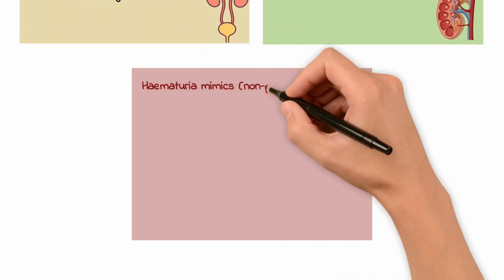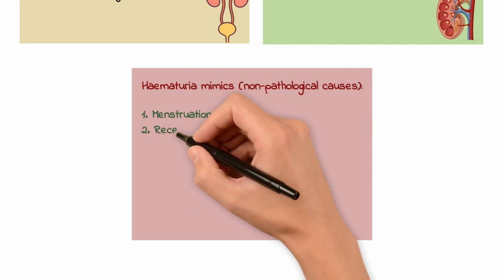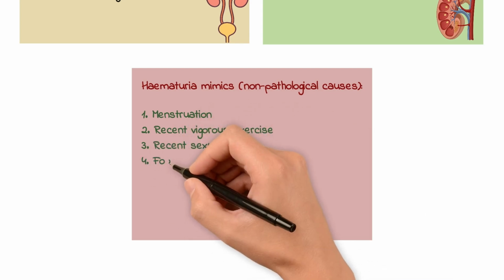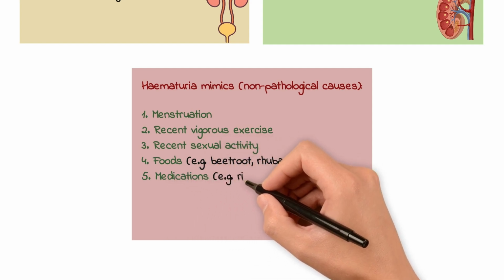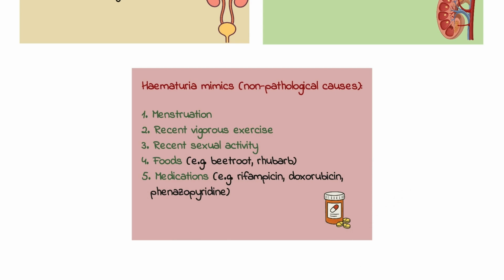Haematuria mimics, non-pathological causes: menstruation, recent vigorous exercise, recent sexual activity, foods, for example beetroot and rhubarb, and medications, for example rifampicin, doxorubicin, and phenazopyridine.